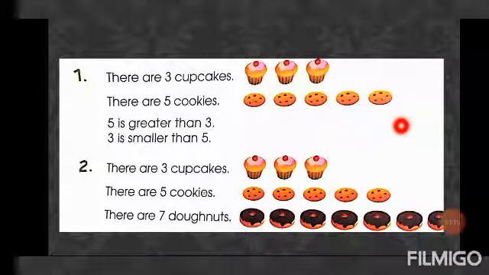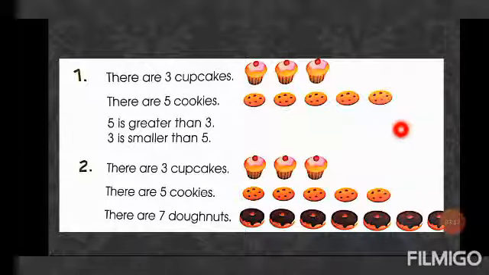So we have to count all the snacks. There are 3 cupcakes. How many cupcakes? There are 3 cupcakes. And there are 5 cookies. How many cookies? There are 5 cookies. So 5 is the greater number. 5 is greater than 3. Look at the number. 5 is the greater number than 3. And 3 is the smaller number than 5. Let's read it again. 5 is greater than 3 and 3 is smaller than 5.